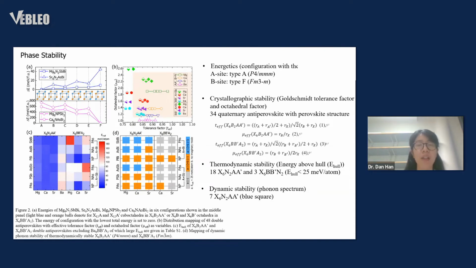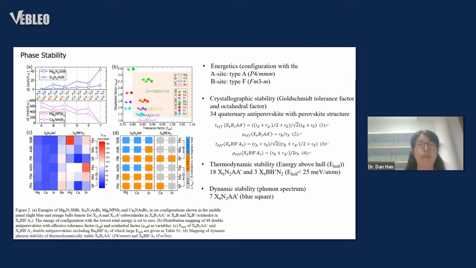For the A-side ordered compounds, the type A configuration is the most favorable, in which the cubooctahedra are alternating along one direction, showing a layered structure. But for the B-side ordered quaternary antiperovskite, the favorable configuration is type F, in which the octahedra are alternating along three directions.